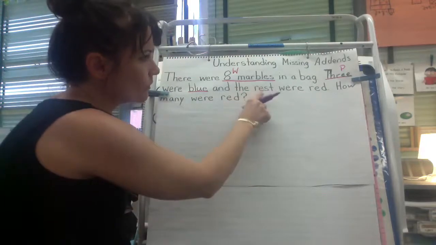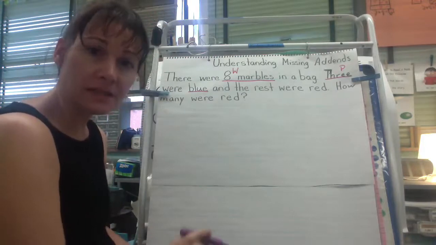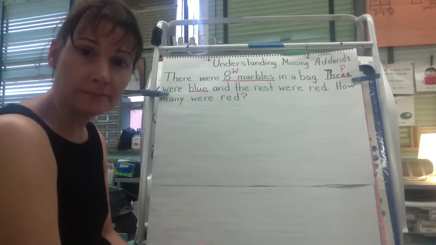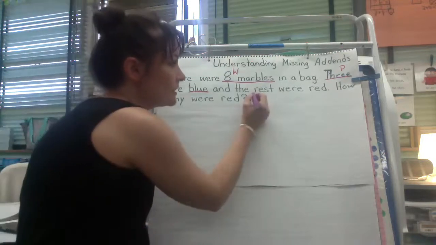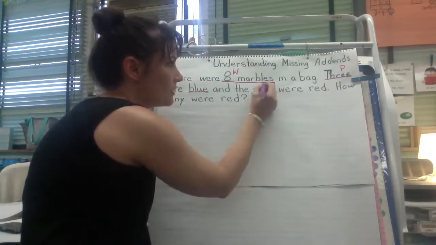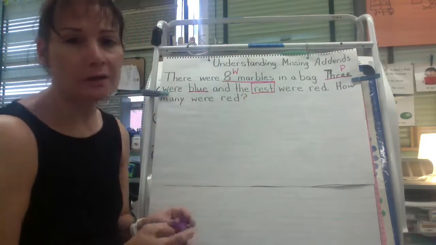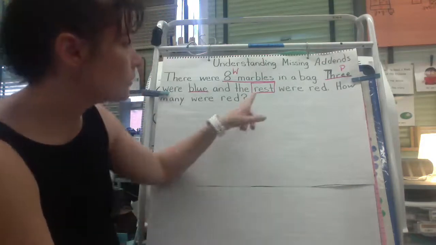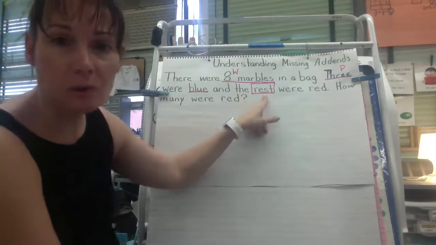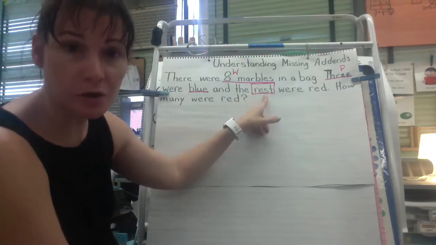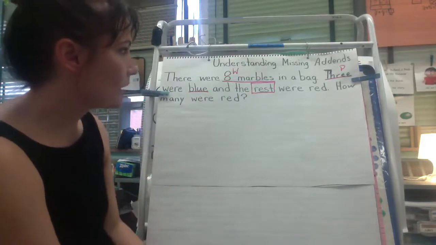Now it says the rest were red. Does that give me an amount? Does that tell me how many were red? No, it doesn't. So that means that this is my unknown in the problem. I don't know how many were red. And remember, when we're finding a missing addend, we always know that we box what we're looking for. We box the unknown.